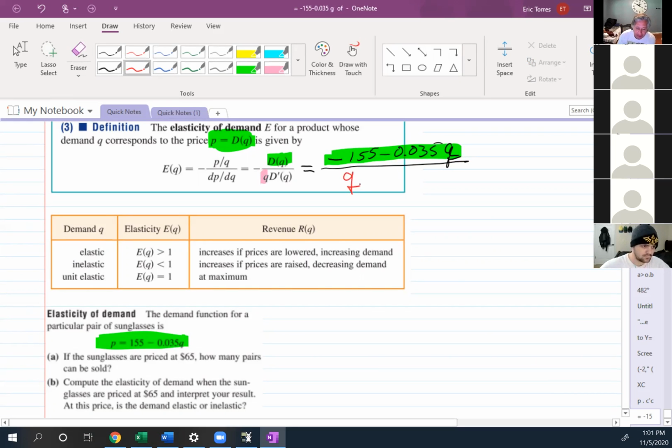And last but not least, I need the derivative of the price function. So to find the derivative of the price function, which notice, because I wrote it in terms of P here, I can write this dP over dQ. Again, it's different notation, but it says the same thing. That's really important to be able to recognize those different forms of notation. And that simply equals negative 0.035.